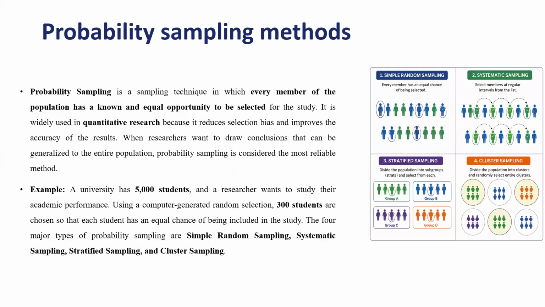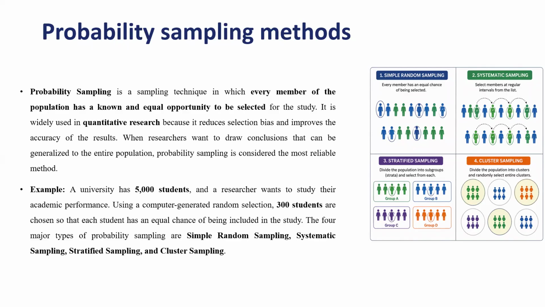What is probability sampling? Probability sampling is a sampling technique in which every member of the population has a known or equal opportunity to be selected for the study. It is widely used for quantitative research. What is quantitative research? That is research based on numbers, numerical values. It is used because it reduces selection bias and improves the accuracy of the results.